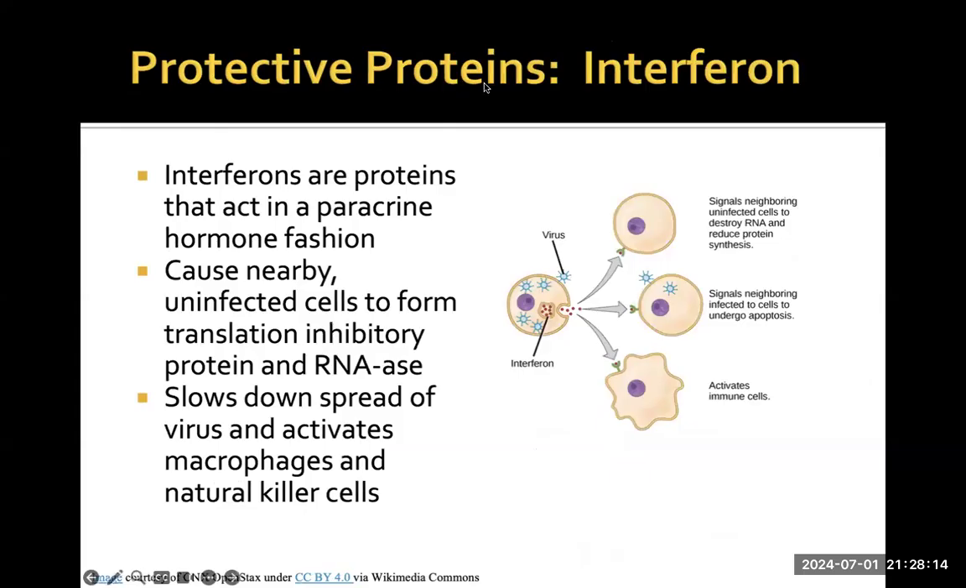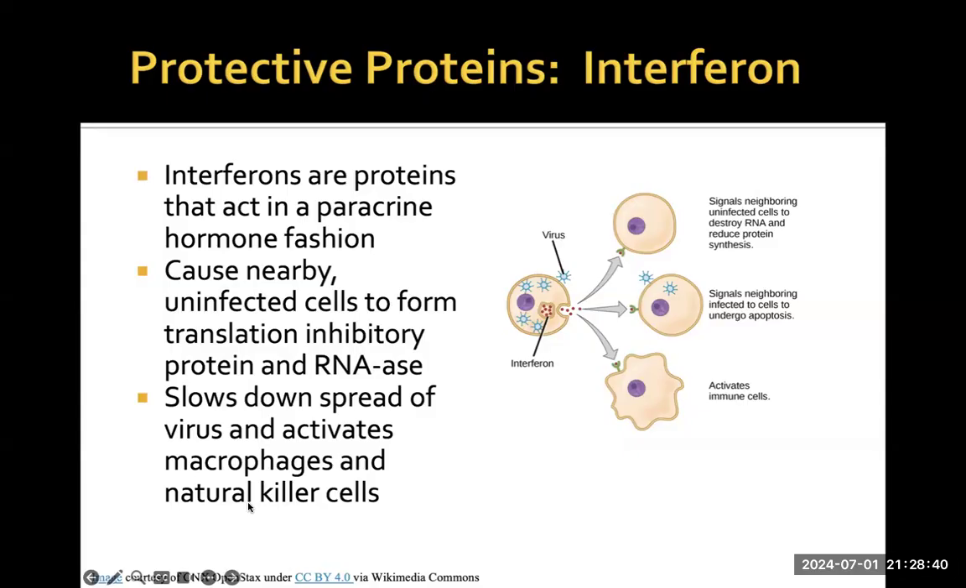Next, we have protective proteins. Protective proteins are sometimes called interferons. These are proteins that act in a paracrine hormone fashion, meaning around the cells next to them, and they cause the nearby unaffected cells to form translation inhibitory proteins and then RNAases, which are going to slow down the spread of the virus and activate macrophages and natural killer cells.